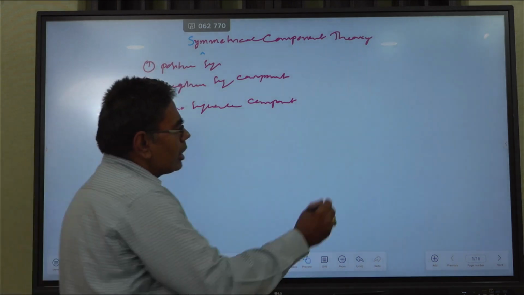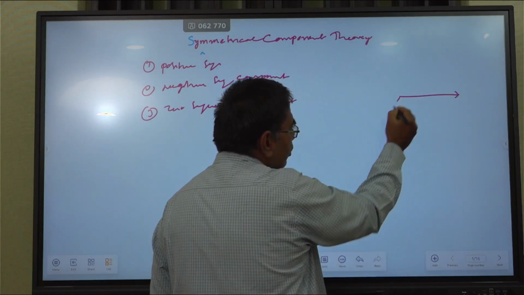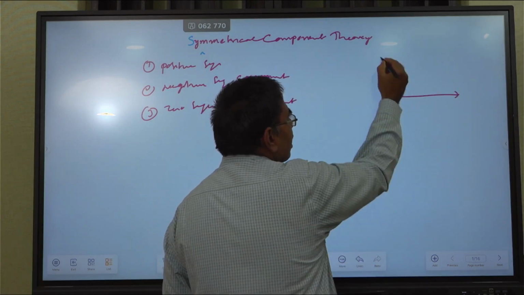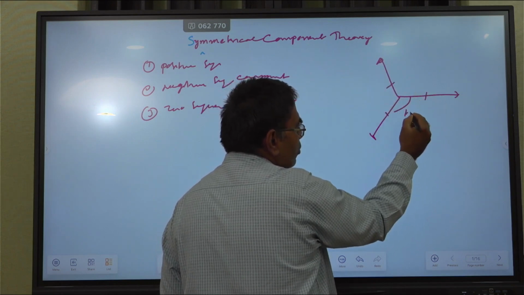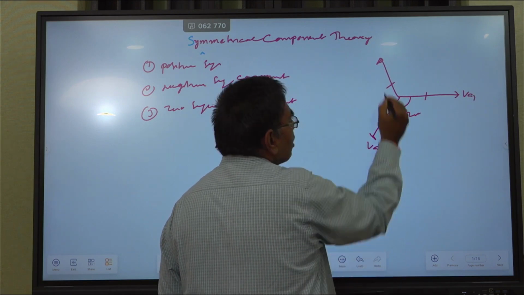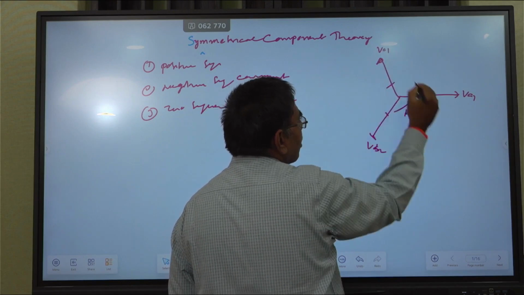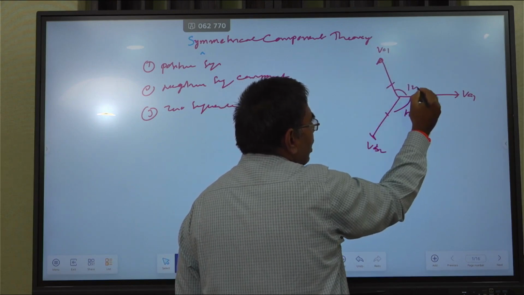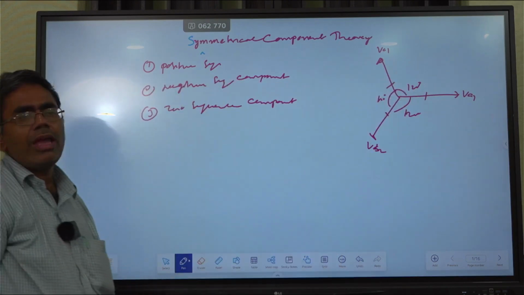A positive sequence component is one which has three vectors equal in magnitude and displaced from each other by 120 degrees, in the same phase sequence as that of the original vectors. That is VA1, VB1 and VC1, equal in magnitude but displaced by 120 degrees in the same phase sequence as the original vectors.